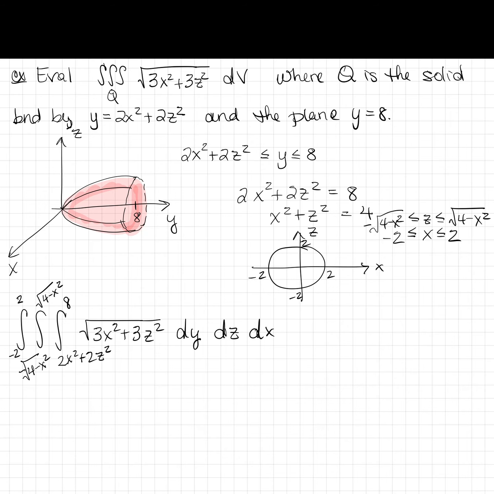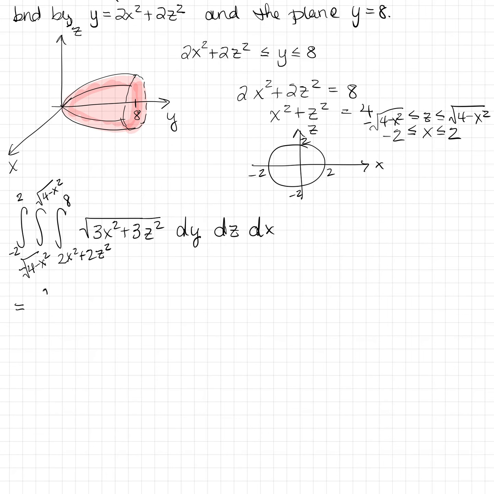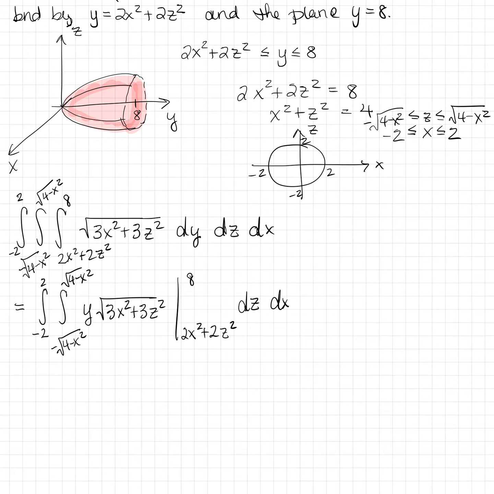Okay, so if I integrate this first with respect to y, I get the integral from negative 2 to 2 of the integral from negative square root of 4 minus x squared to square root of 4 minus x squared. Notice there's no y here in my integrand, so this is treated like a constant, so I just get y times square root of 3x squared plus 3z squared, evaluated from y equals 2x squared plus 2z squared to 8, dz dx.